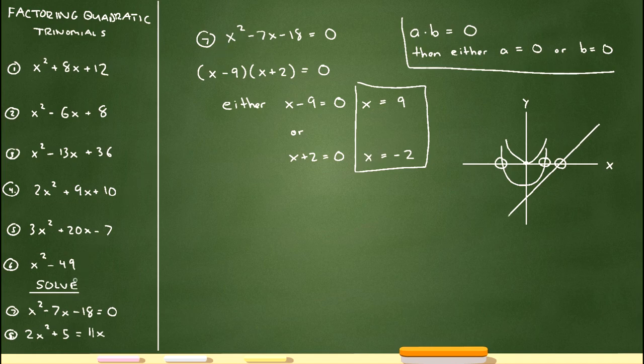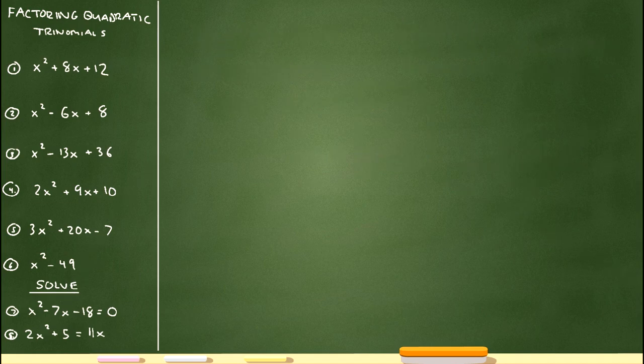So that's number 7. Now let's take a look at number 8. Number 8 is a fairly difficult example. It could be a stumbling block for many students. We have 2x squared plus 5 is equal to 11x. And again, the directions here, we want to be able to solve for x.